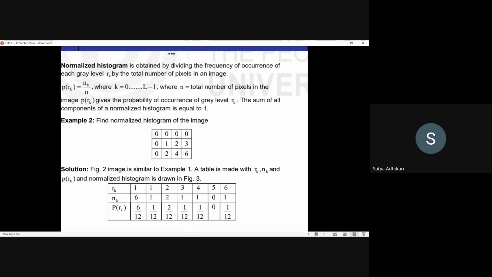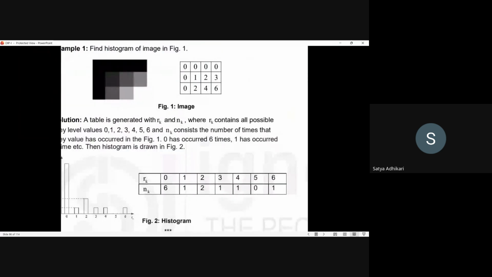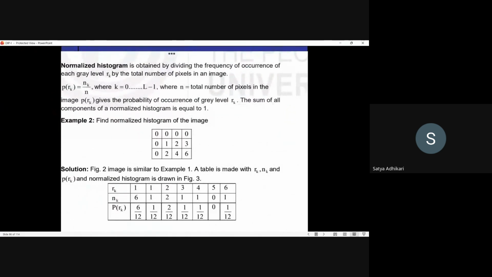Let us see an example. Find the normalized histogram of the image. It is the same image we discussed in the previous example: 0, 0, 0, 1, 2, 3, 2, 4, 6. This is similar to example 1. A table made with NK, RK and PRK, the normalized histogram, is shown below.